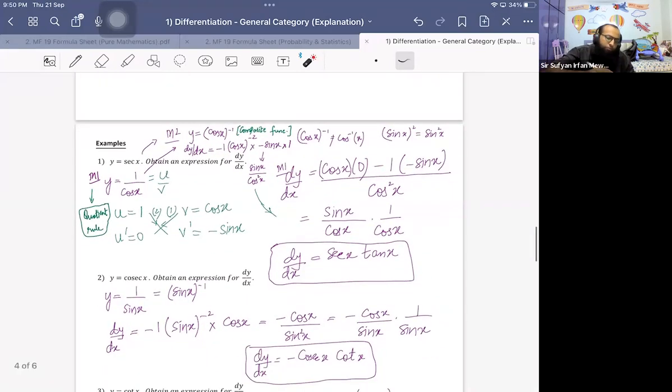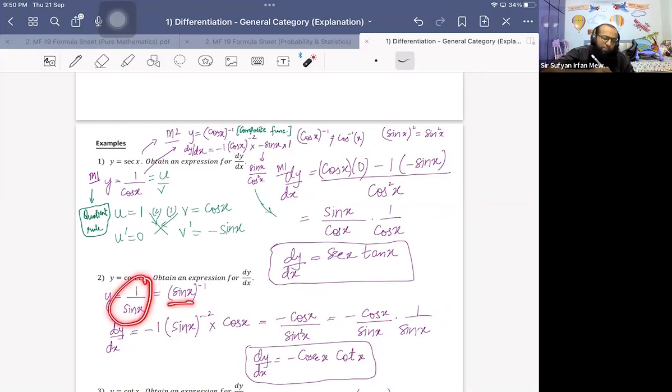Okay, if we follow example number 2, then that can be done in the same way. Yes, noting it down. Okay, perfect. Cosec x is 1 over sin x. And we can deal in the same way. We can either use the quotient rule or we can use the composite function. Over here, sorry, I've done it using the composite functions.